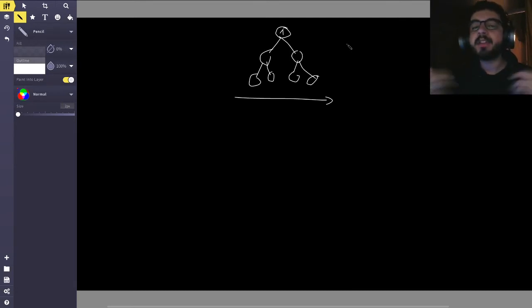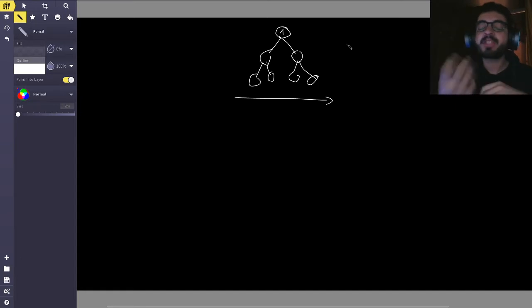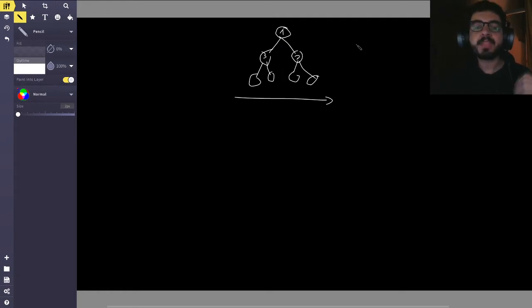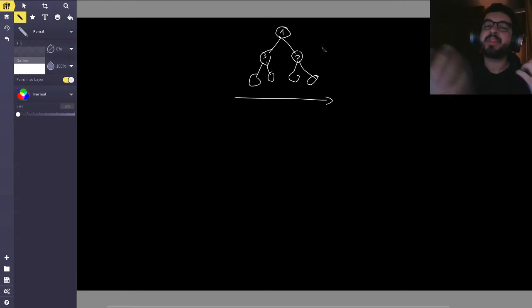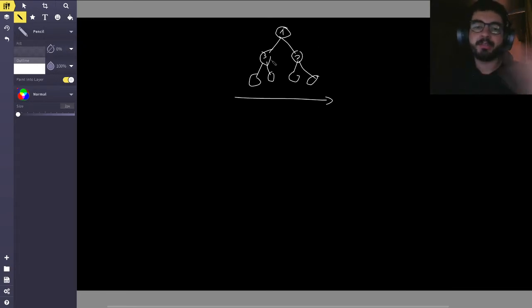But unlike the binary search tree, the heap doesn't have a hierarchy. Meaning this can be 2 and this can be 3, or this can be 3 and this can be 2. It doesn't matter. There is no hierarchy like in the binary search tree, where the left value must be less than the node's value and the right value must be more than the node's value. No, there isn't a hierarchy here. Children just have to be larger than the node's value.